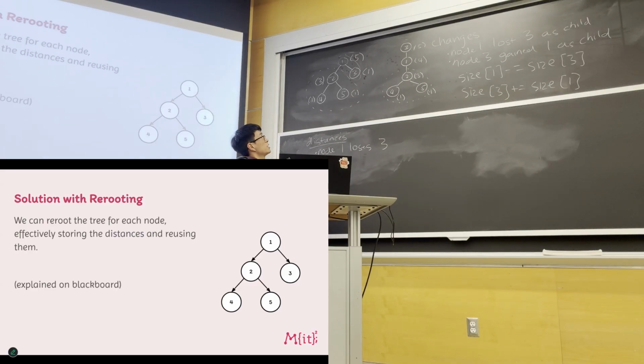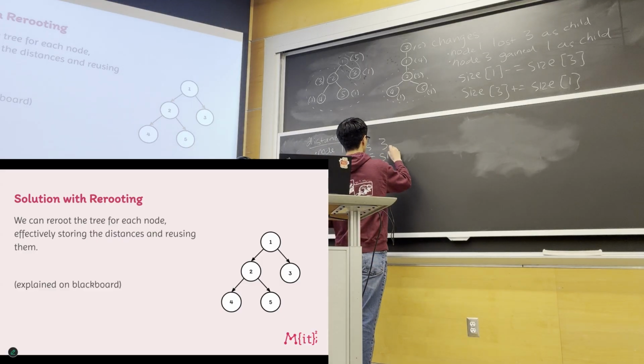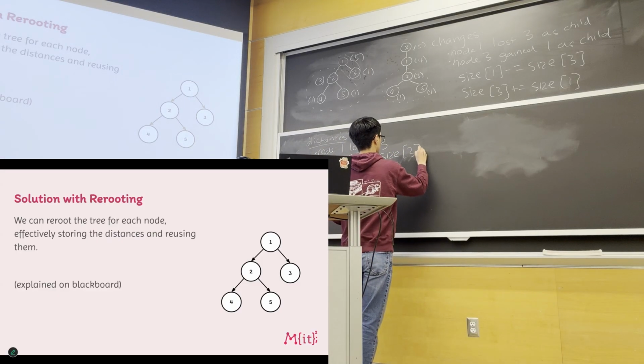so how can we update node 1's distances to reflect that it lost 3 as a child? This is a slightly more complicated expression than that, but does anyone have an idea for what terms we can put here? The size of 3 and the distance of 3. Exactly. So we'll add size 3.